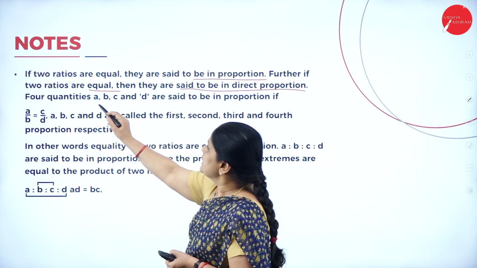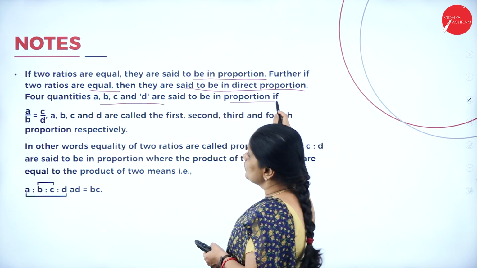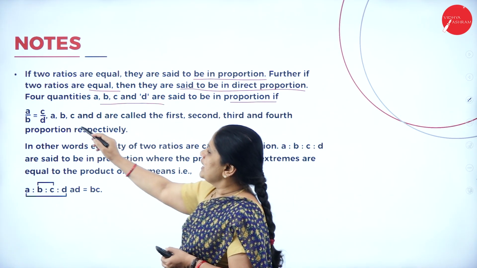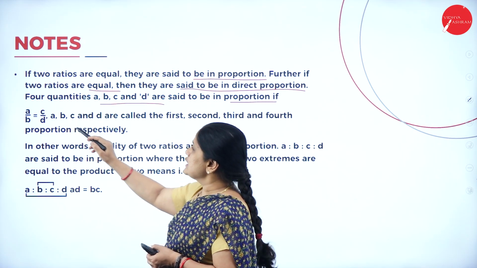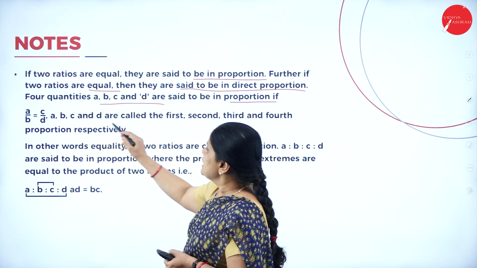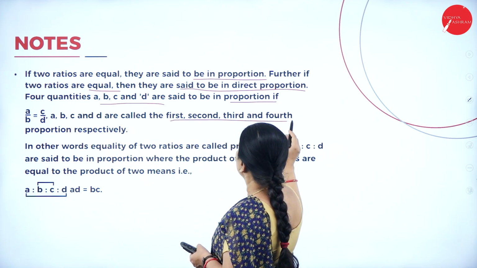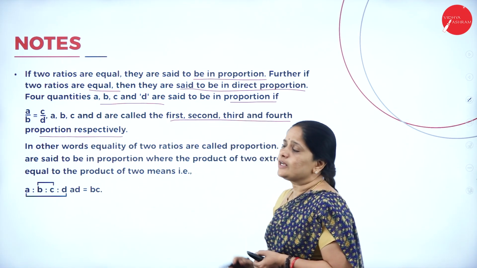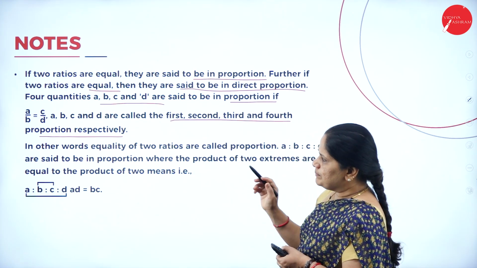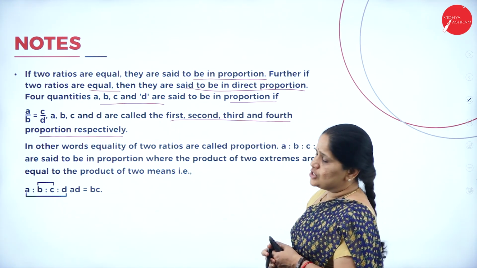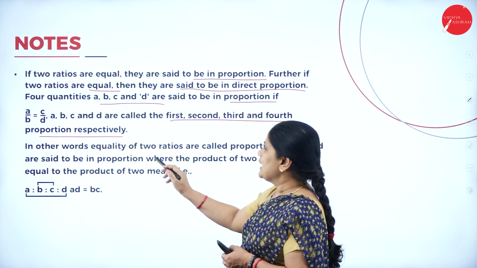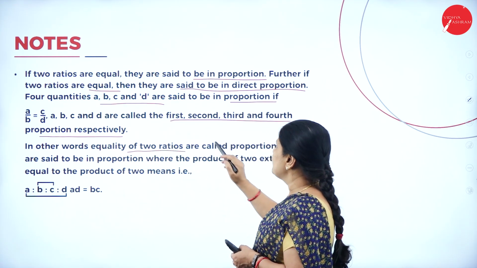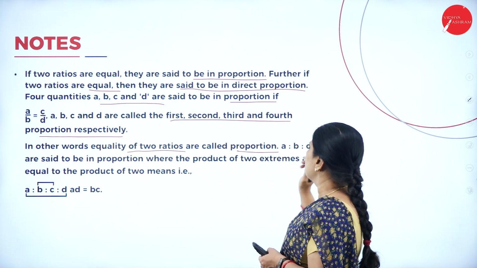Four quantities A, B, C and D are said to be in proportion if A by B is equal to C by D, and A, B, C and D are called the first, second, third and fourth proportional respectively. So A by B is equal to C by D, and that will be the proportion. In other words, the equality of two ratios is called a proportion.